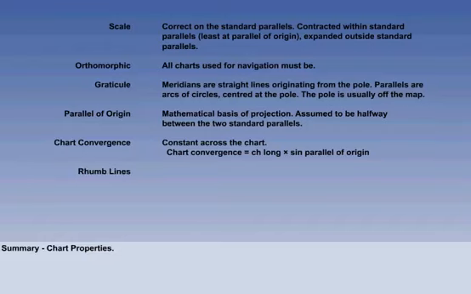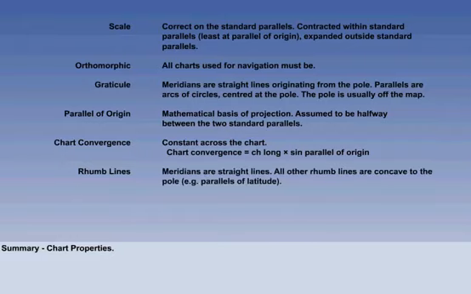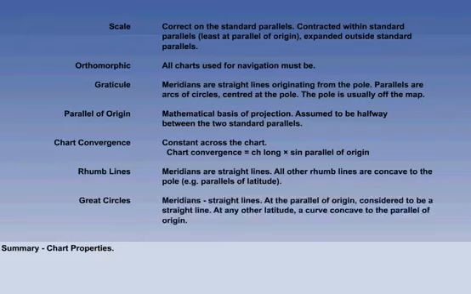How rhumb lines are shown depends on their orientation. Meridians are straight lines. However, they are the exception. All other rhumb lines are concave to the pole. This is most easily visualized by considering a parallel of latitude. And finally, great circles. Meridians are straight lines. The parallel of origin is considered to be a straight line. At any other latitude, a great circle is a curve concave to the parallel of origin.